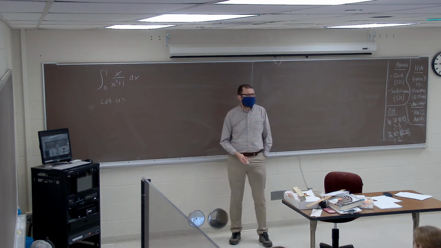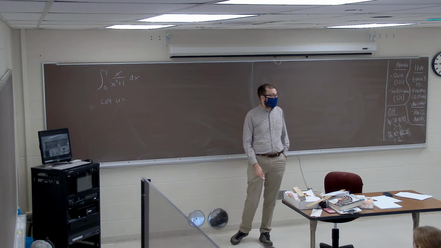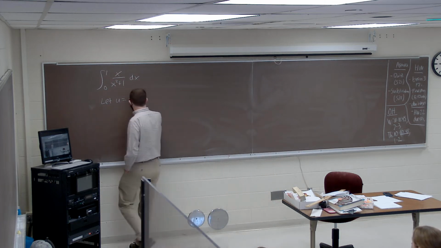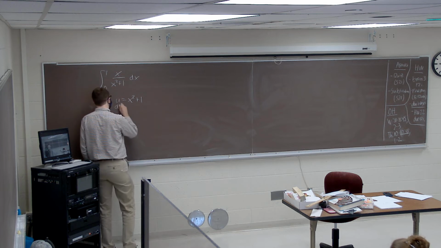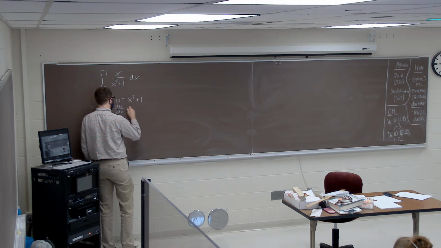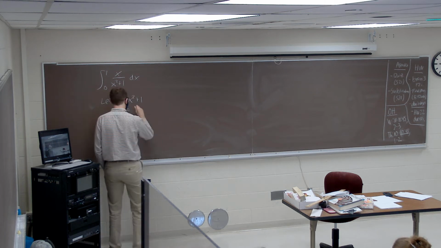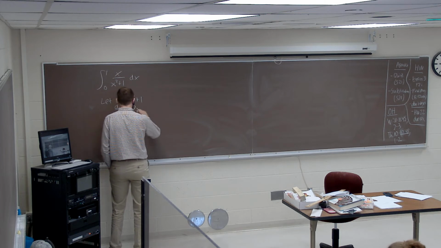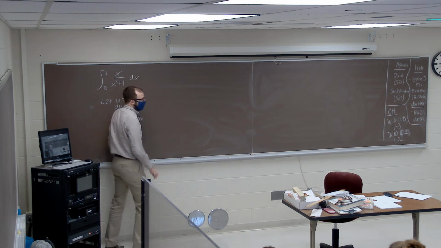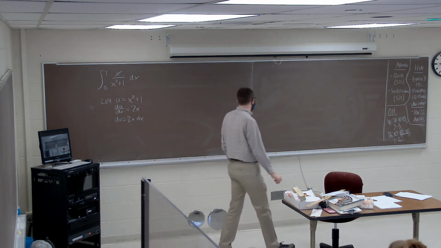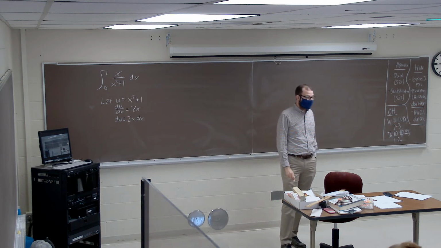Try letting u be x squared plus 1? Okay. So if we do that one, what's our du dx going to be? It's going to be 2x. And then du will be 2x dx. And then divide both sides by 2.